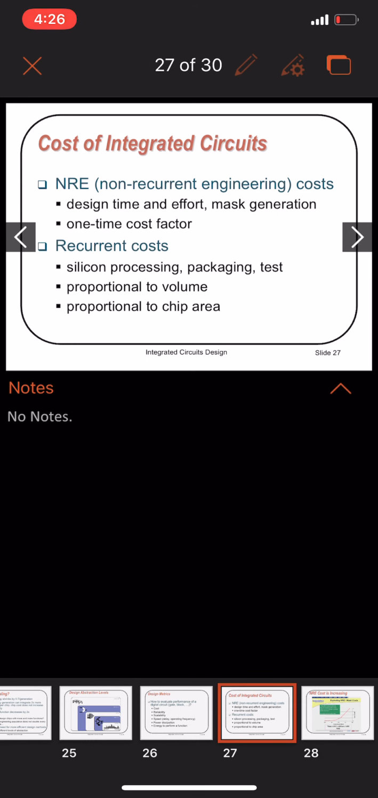Cost of an integrated circuit. There are two types of costs in integrated circuit design. First is NRE, the non-recurrent engineering cost. Second is the recurrent cost. Your NRE cost is only a one-time cost. It includes design time and effort, mask generation, etc. Recurrent costs include silicon processing, packaging, test, volume, chip area, etc.